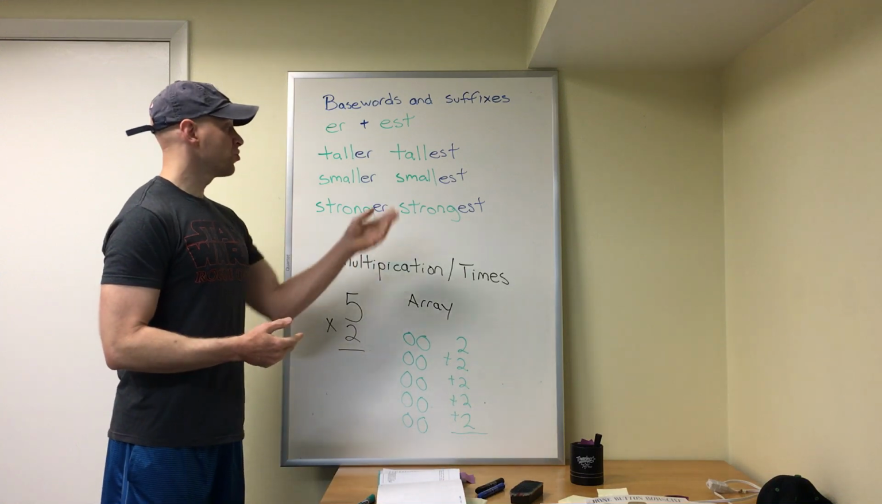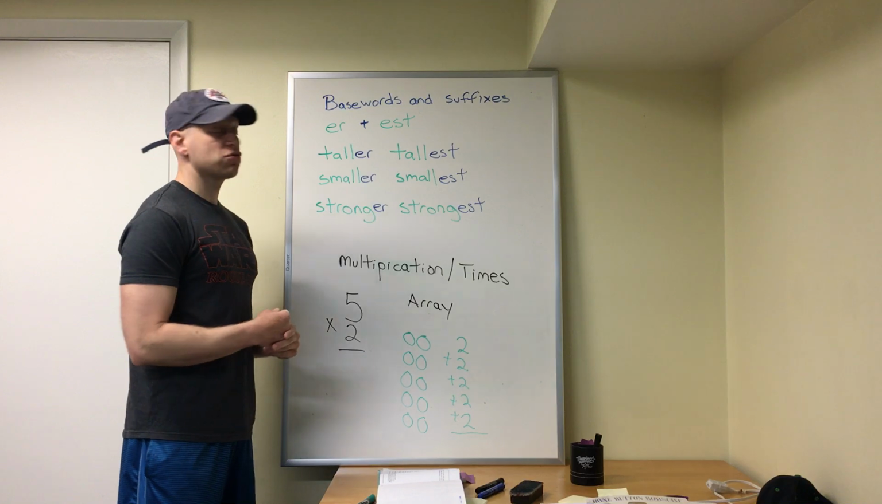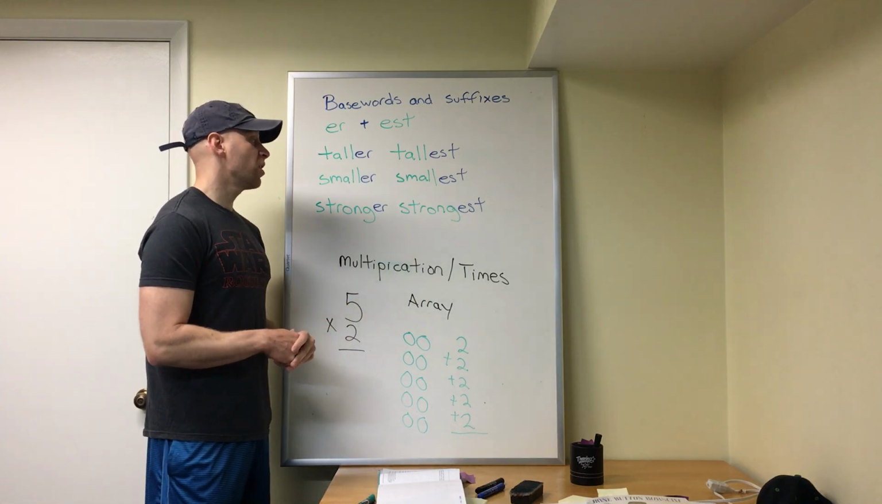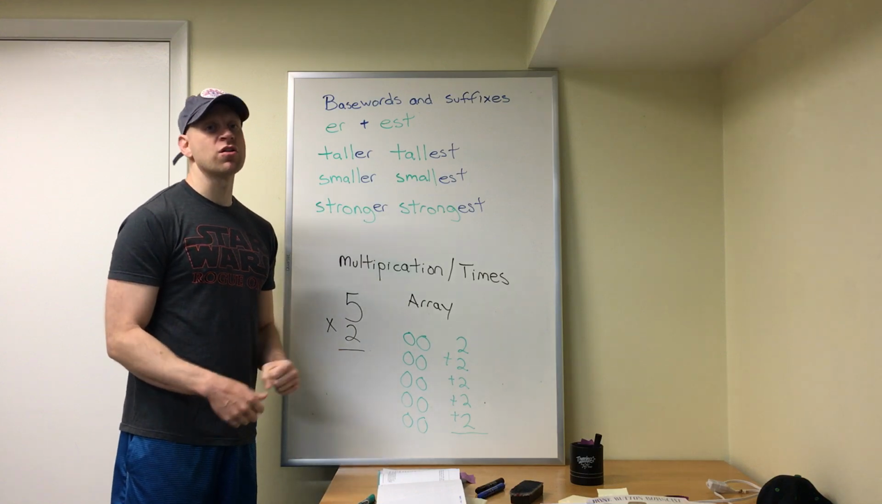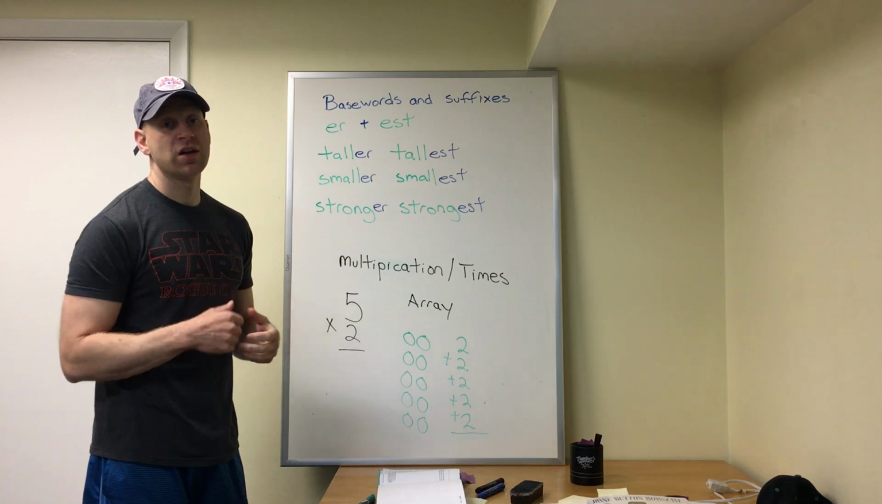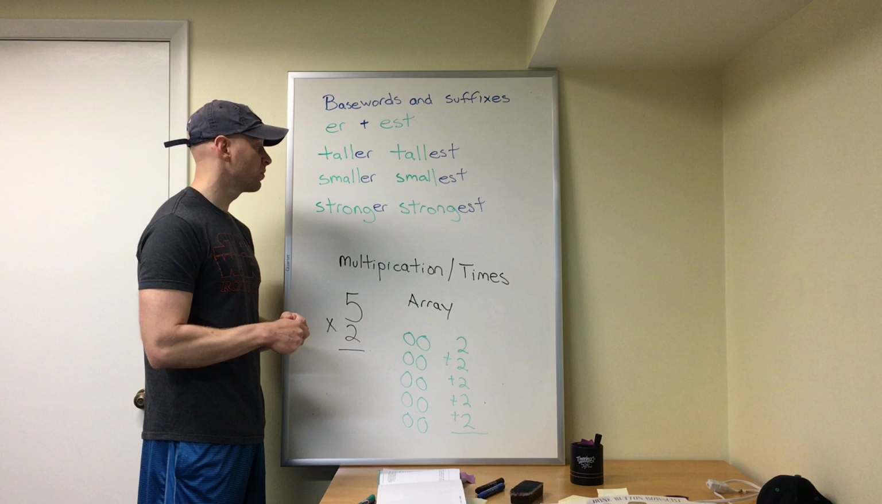Stronger, and then strongest. So we could say Mando is stronger than Eli. But we could say Mrs. Whitley is the strongest of the three. Out of Mando and Eli and Mrs. Whitley, she's the strongest because she exercises.